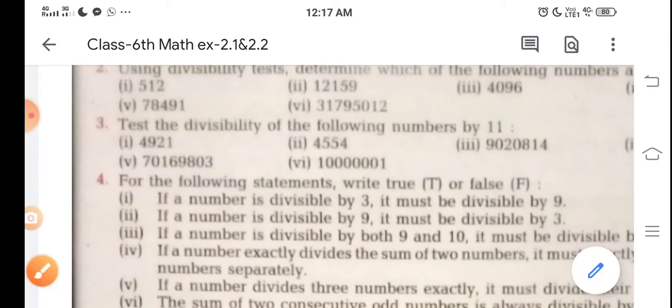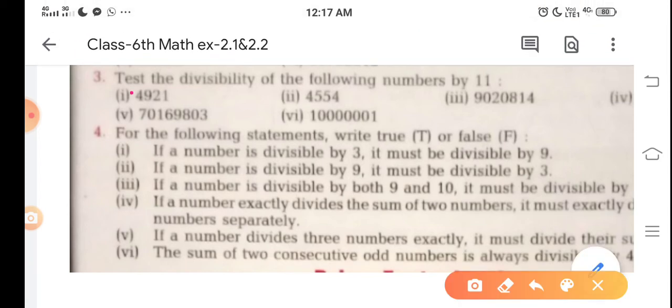Next here, true or false. First question says, if a number is divisible by 3, it must be divisible by 9. Is that clear? Just like the earlier question, a number divisible by 3 must be divisible by 9? That's not right, false.